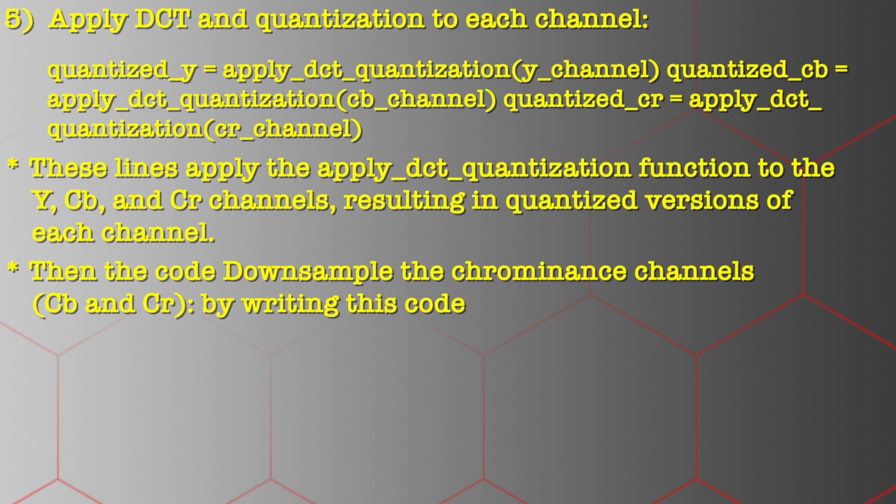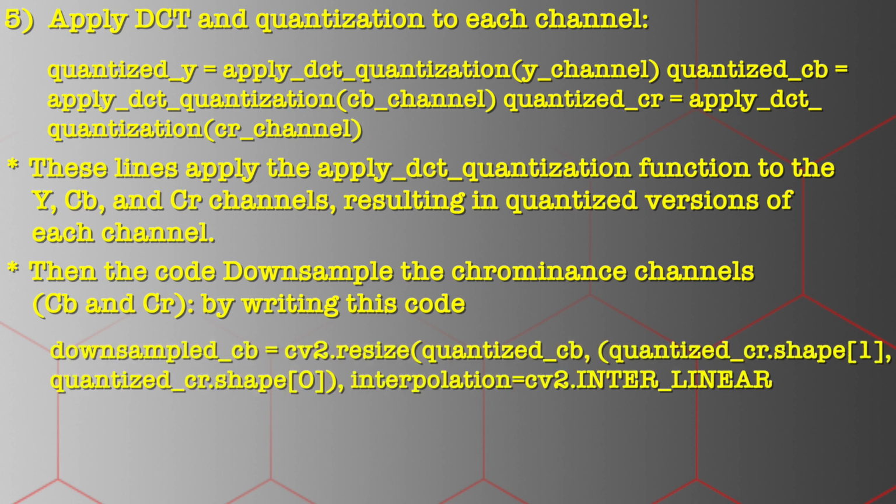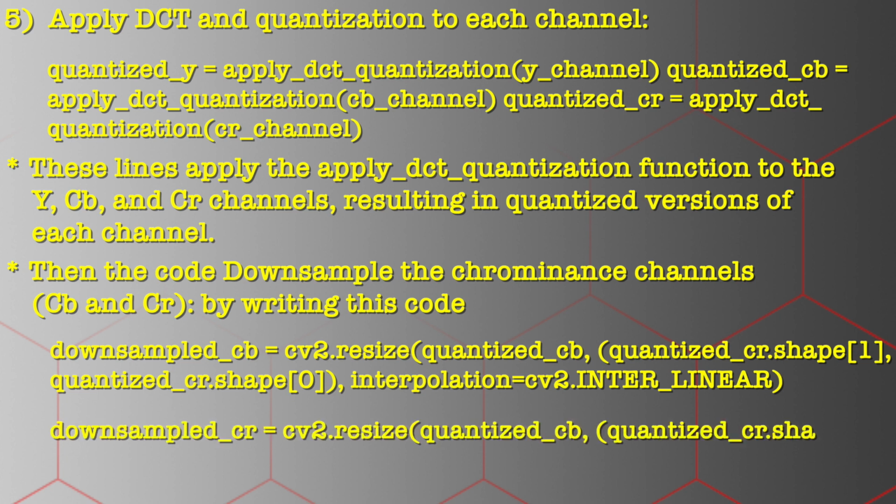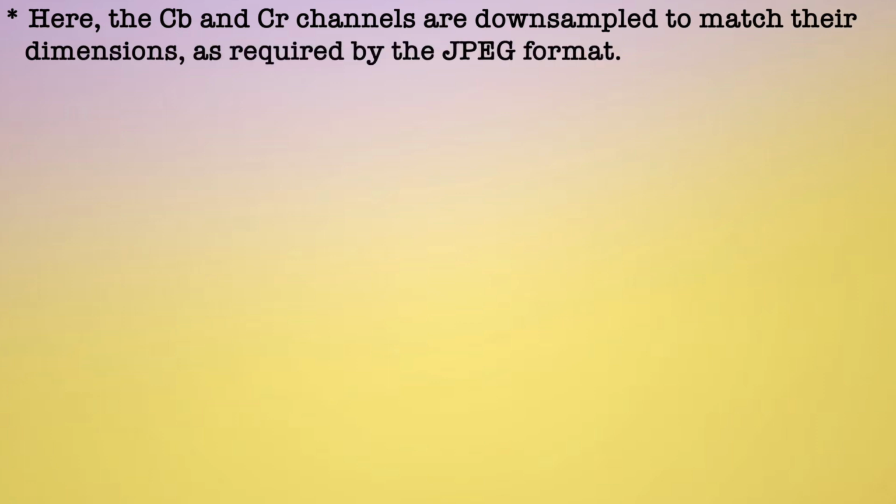So by writing this code: downsampled_cb = cv2.resize(quantized_cb, (quantized_cr.shape[1], quantized_cr.shape[0]), interpolation=cv2.INTER_LINEAR), and same code for Cr. Here the Cb and Cr channels are downsampled to match their dimensions as required by JPEG format.